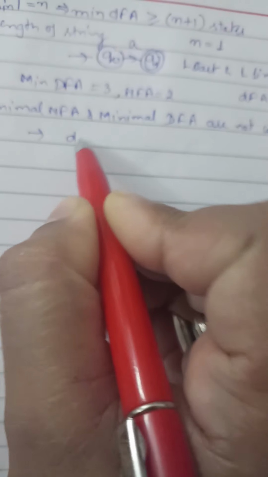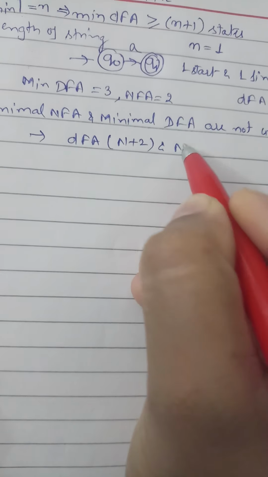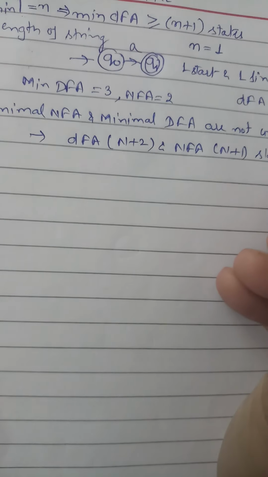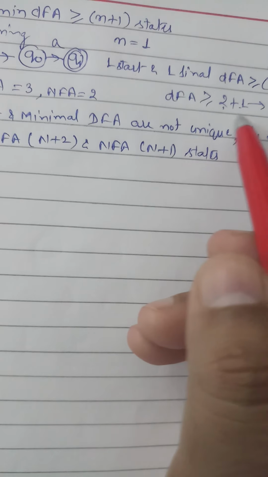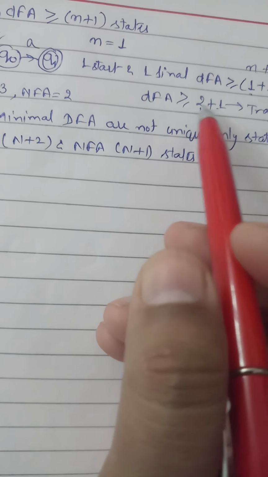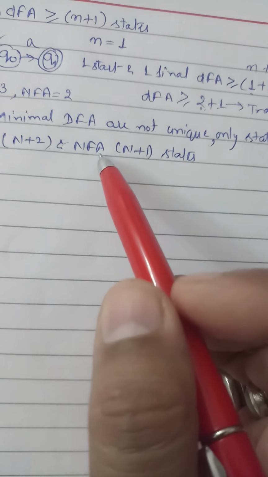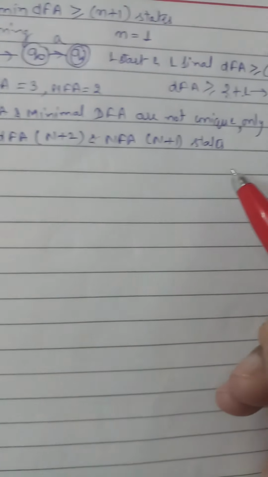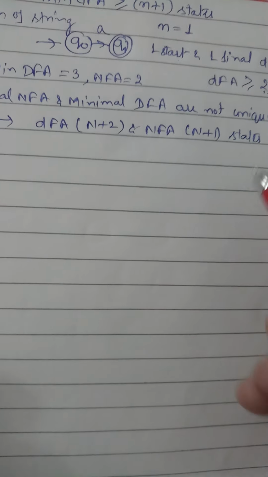So simply, DFA is n plus 2 and NFA is having n plus 1 states. From here it is clear DFA is having n plus 2. Here n is 1, so n plus 2 states in DFA, but in NFA, because trap state is not there, only n plus 1 states. So DFA is having n plus 2 states and NFA is having n plus 1 states.